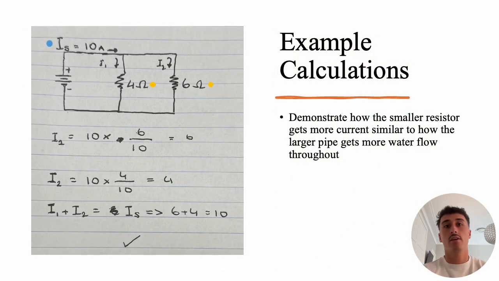For example, if one branch is 4 ohms and the other is 6 ohms and the total current is 10 amps, using the formula we get the results of I1 equals 6 amps and I2 equals 4 amps, both combining to 10 amps. The smaller resistor gets the larger share of current, just like how a larger pipe allows more water to flow. It's a simple but powerful relationship.